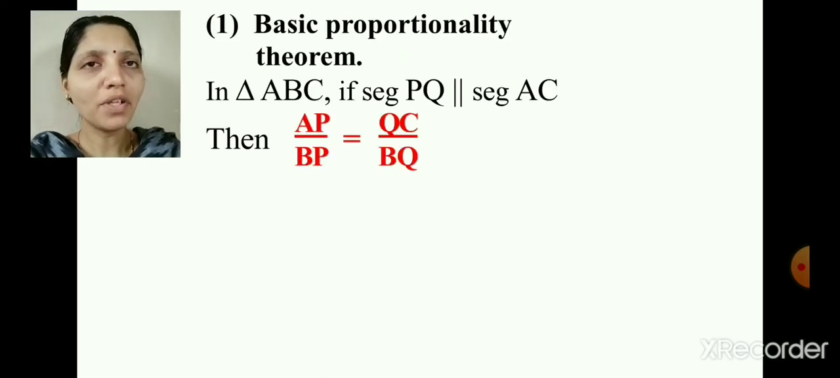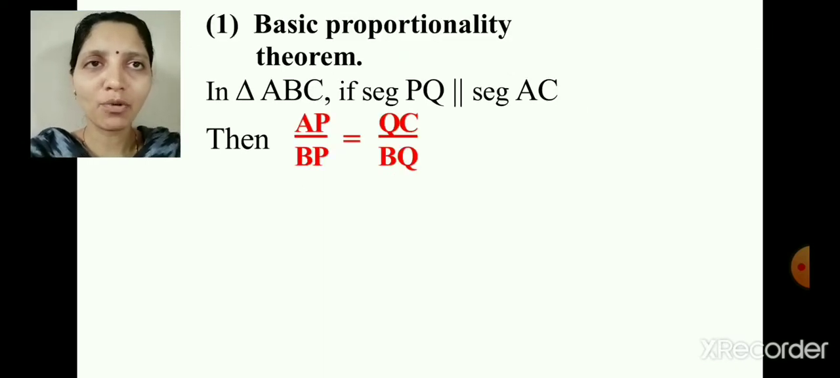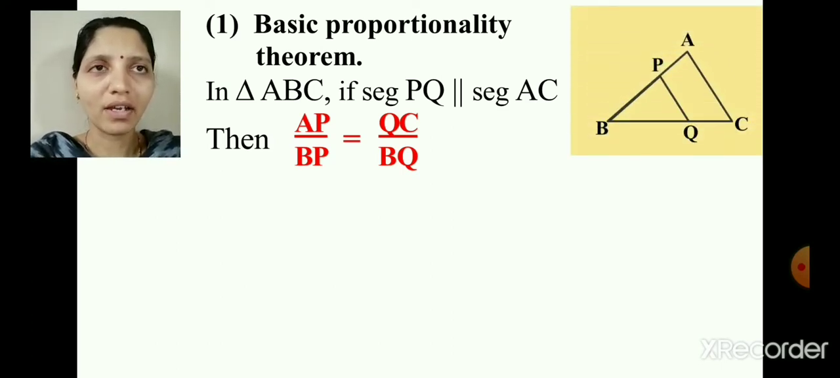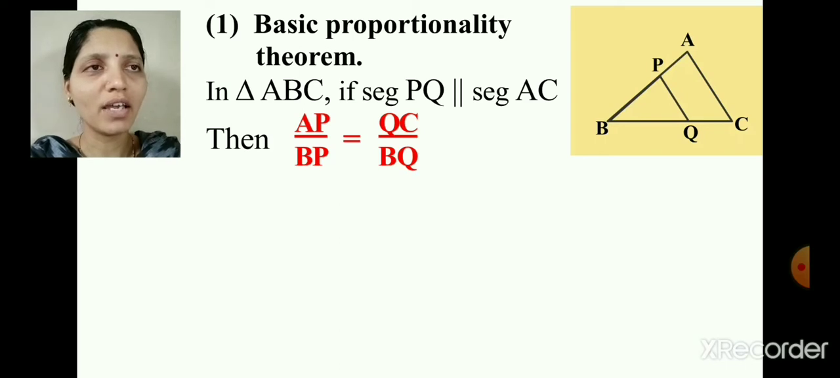Now after that we have seen the basic proportionality theorem. This is the diagram for this. In triangle ABC, we have to take a segment PQ, so that segment PQ is parallel to segment AC. Then what we have to do? We have to write AP upon BP is equal to QC upon BQ. So that you have to prove, and this is called the basic proportionality theorem.